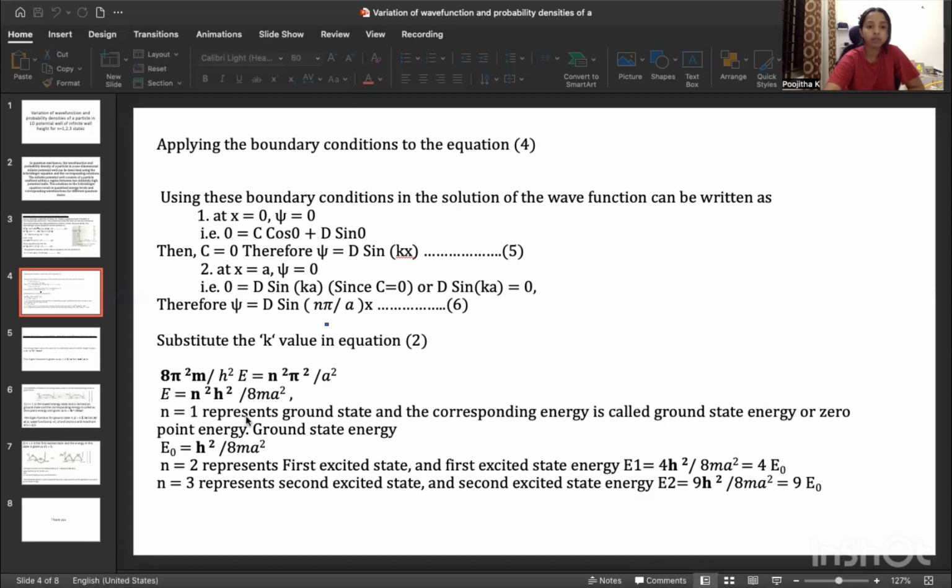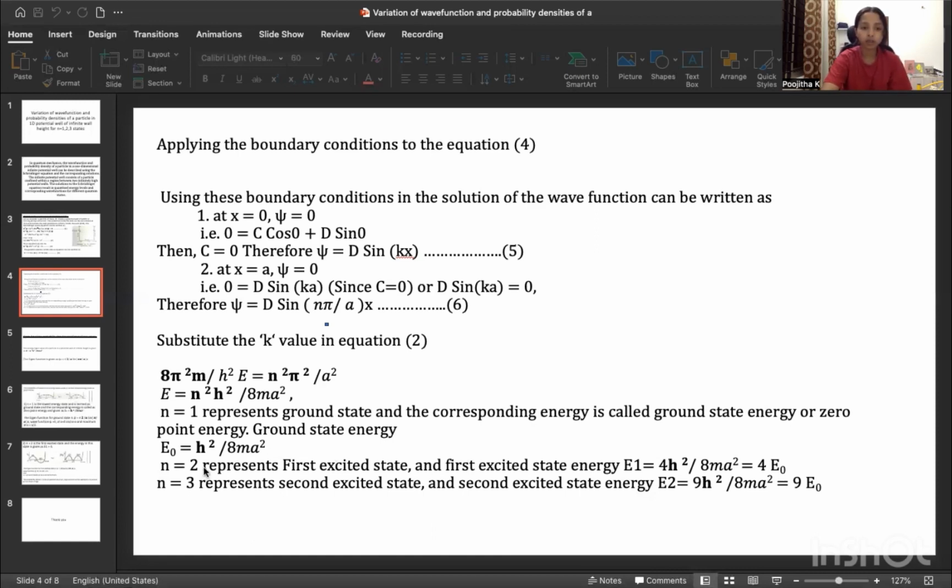E is equal to n square into h square divided by 8 m a square. N is equal to 1. When n is equal to 1, it represents ground state and the corresponding energy is called ground state energy or zero point energy. The ground state energy is given by E naught is equal to h square divided by 8 m a square.